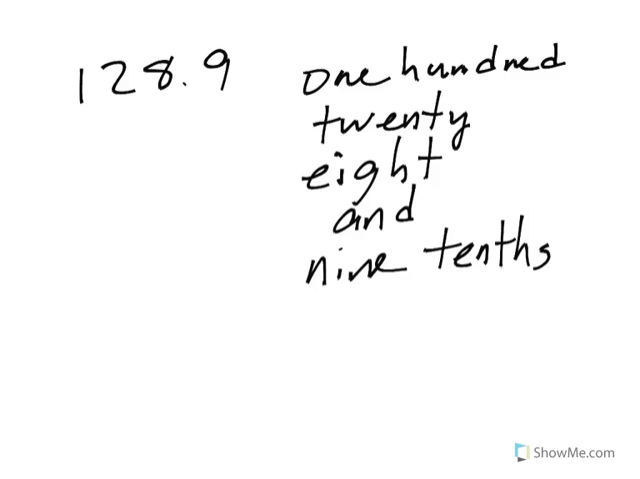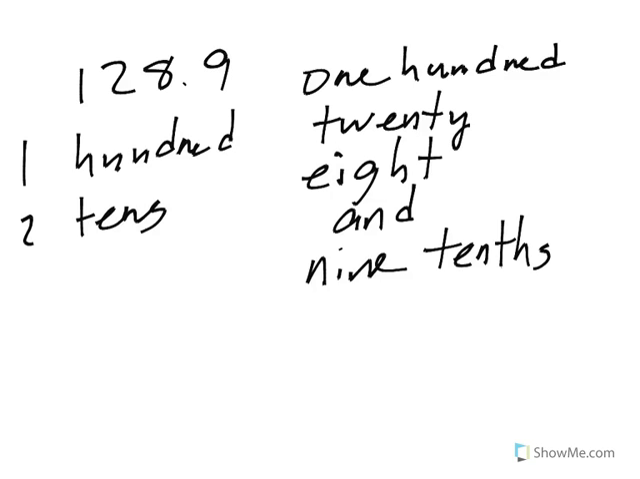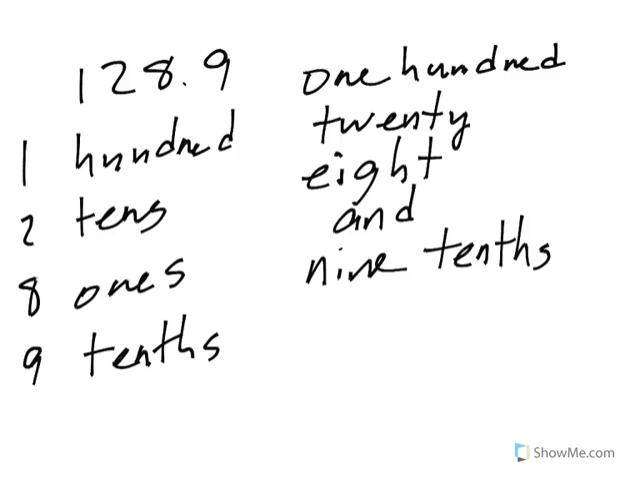So the 1 is in the hundreds place. The 2 is in the tens place. The 8 is in the ones place. And the 9 is in the tenths place. So we have 100, and 20, and 8, and 9/10. 128 and 9/10.